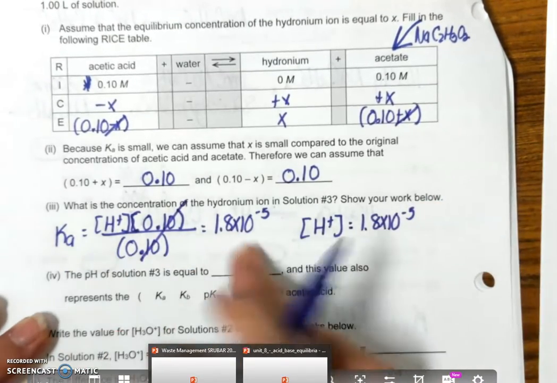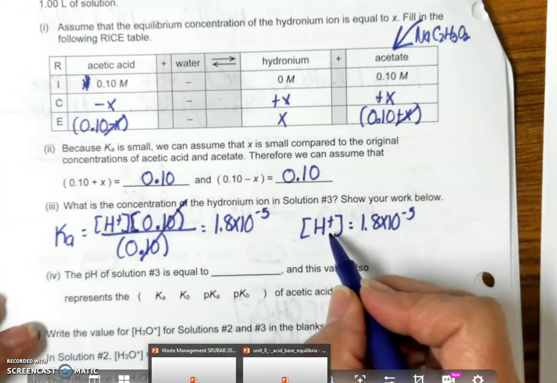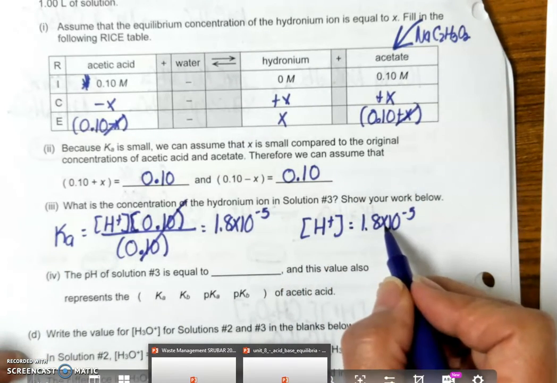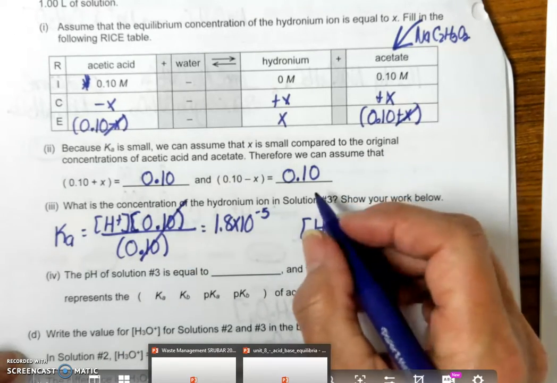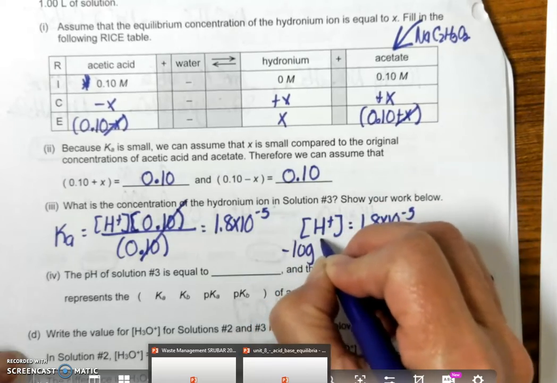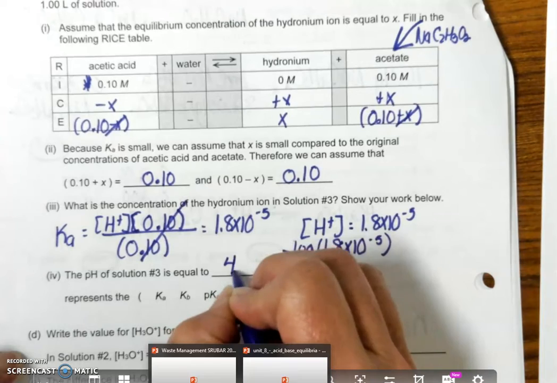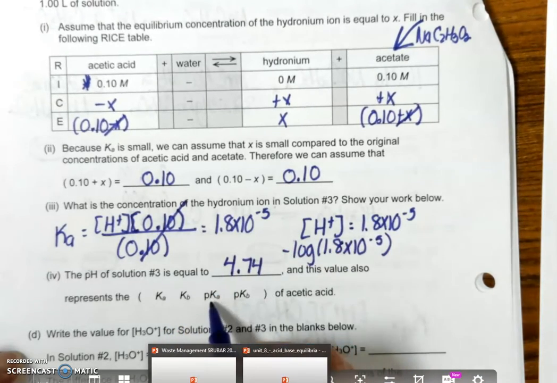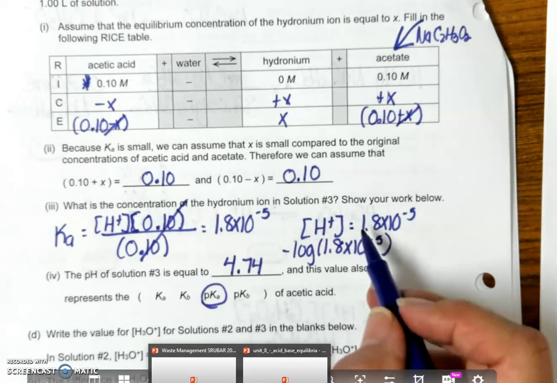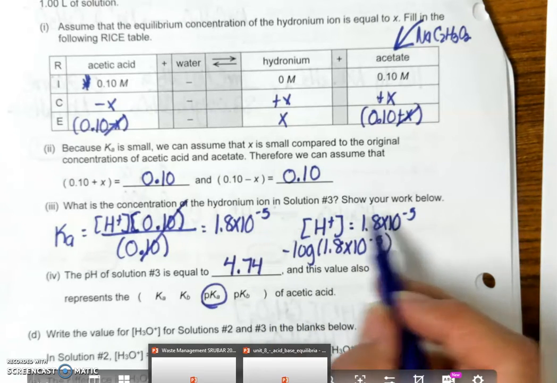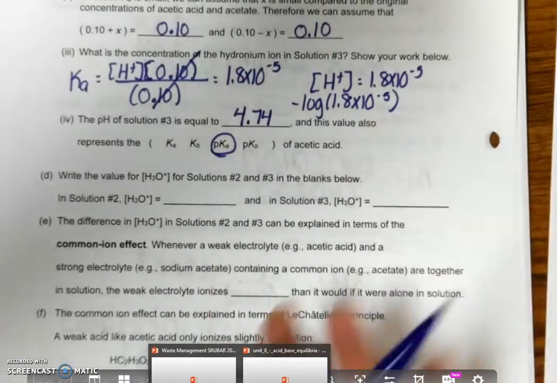Notice that those cancel. And it's interesting here, the concentration of my hydrogen ion is equal to my Ka here, because these are equal, and we're going to see in a minute why that is so. So if I take the negative log of 1.8 times 10 to the minus 5, I get 4.74, which represents also the pKa. Because if I take the negative log of this side and I get this, it should equal the negative log of this side, which is this. So the pH and pKa are the same at this point.